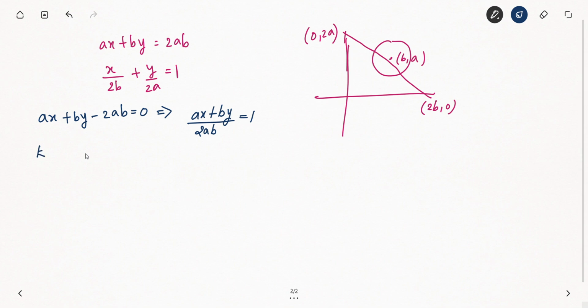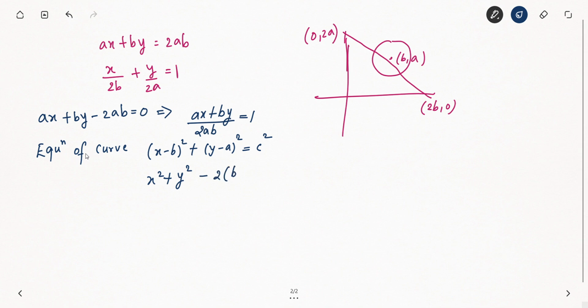So the equation of the curve also needs to be shuffled a bit. The equation of the curve that was given to us was x minus b whole square plus y minus a whole square is equal to c square. So I can write it like this: x square plus y square minus twice of bx plus ay plus a square plus b square minus c square is equal to 0.